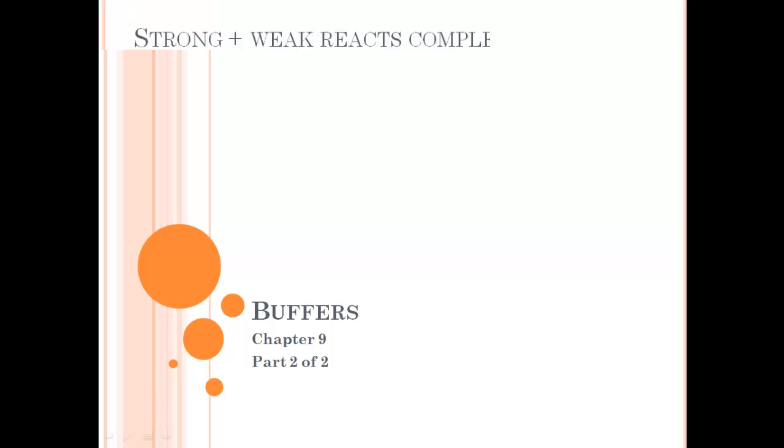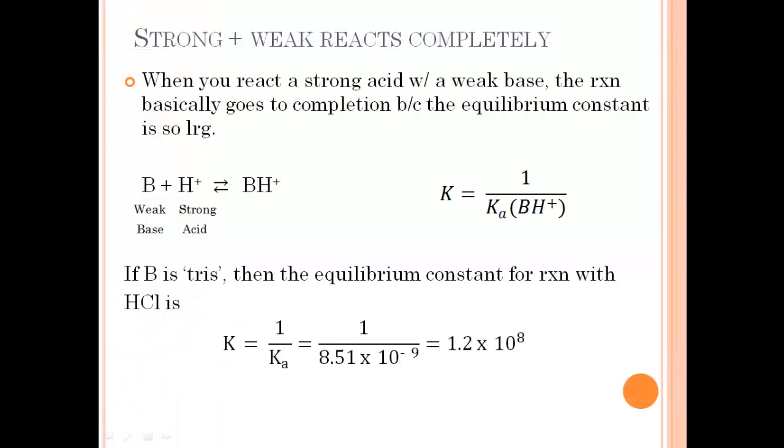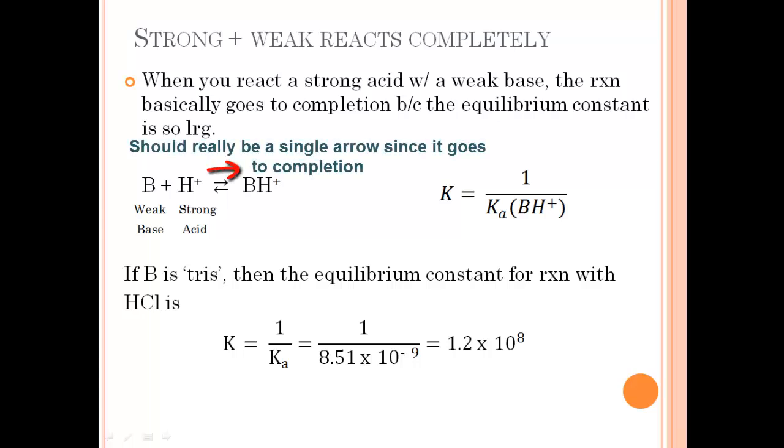Alright, let's get started. What happens when you react a strong base or a strong acid with a weak conjugate or a weak species? Well, it's going to react completely. What that means is that if you have, for example, a weak base and you react that with a strong acid, that reaction is going to go completely to its protonated form. In other words, there's not going to be any weak base left, and there's not going to be any floating around proton ions left, because it's all going to turn into BH+.